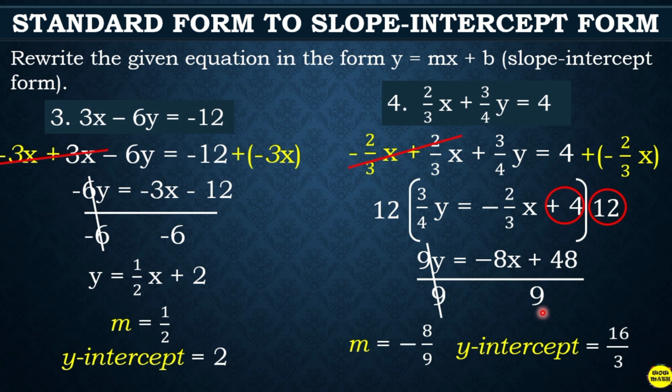But since we can still get the lowest term of 48 over 9, pwede pa natin siyang i-divide by 3. 48 divided by 3 is 16. And then 9 divided by 3, that is 3. Okay? So, again, yung y natin is 1 na. So, y equals negative 8 over 9x plus 48 over 9. Ito, hindi na natin ito mailo-lowest term pa. So, ang slope natin dito is negative 8 over 9 na. Okay? And then, kung kaya pa natin i-lowest term, ilo-lowest term po natin. That's why we have as our y-intercept 16 over 3.